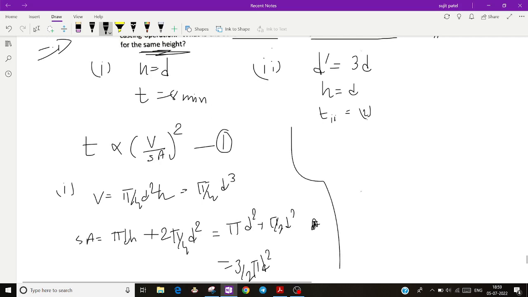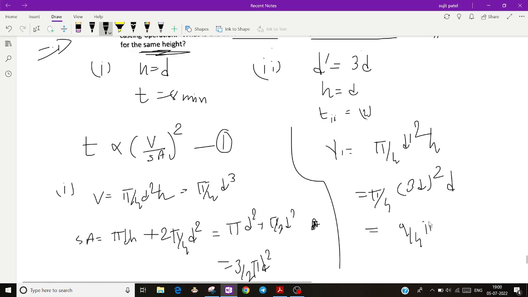Similarly for the second cylinder, what is the volume? That is pi by 4 d dash square into h. d dash is 3d, so it is pi by 4 times 3d whole square into h, and h is d. So what is the volume for the new cylinder? That is 9 by 4 pi d cube.